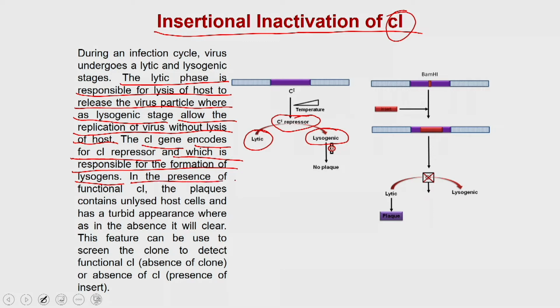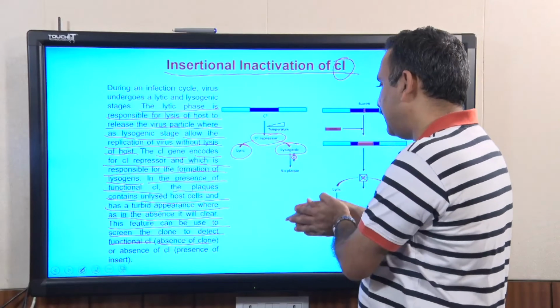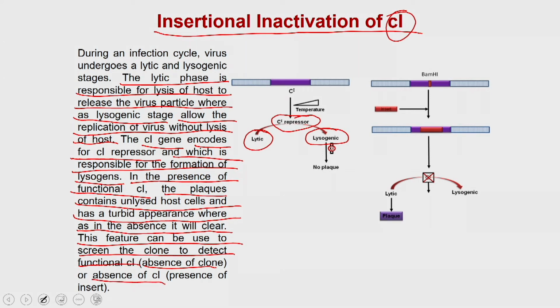In the presence of functional CI protein, the plaques contain unlysed host cells and have a turbid appearance, whereas in the absence of it, they will be clear. This feature can be used to screen the clone to detect functional CI, which means absence of insert. So, if you have the functional CI, it means your insert has not been inserted, but if the CI is insertionally inactivated, then the CI is not going to perform the function, and that is how you are going to confirm the presence of insert.